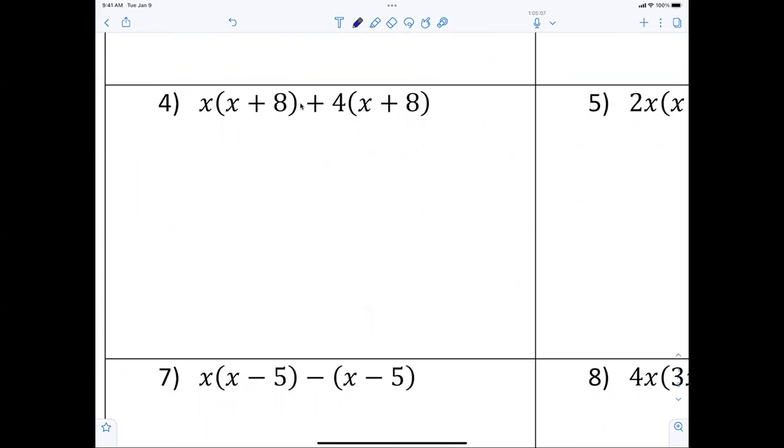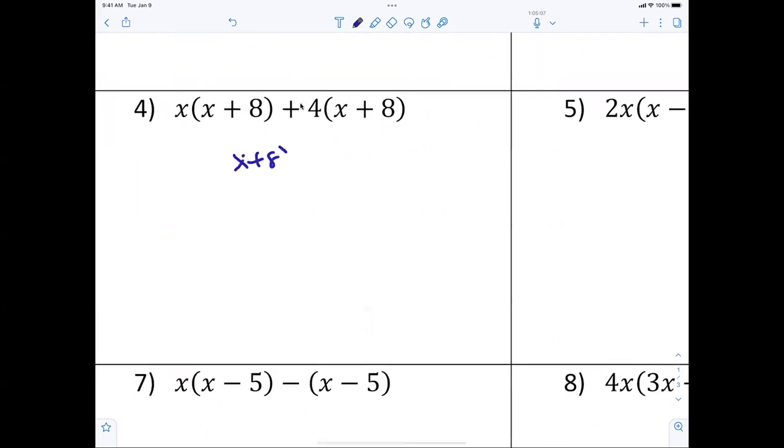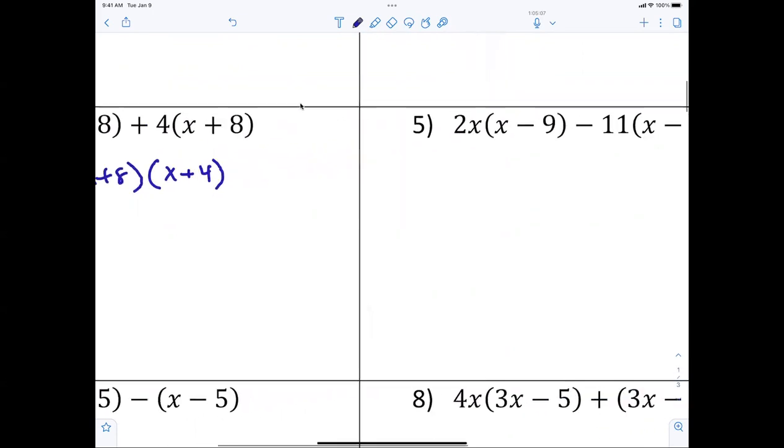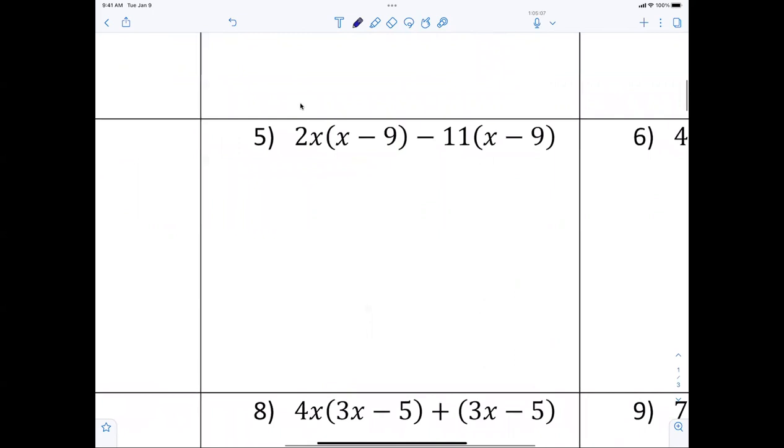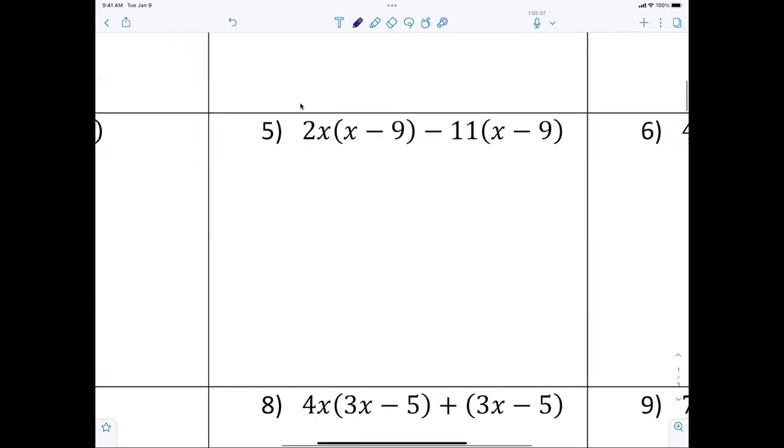Nora, what is the answer? Number 4, X plus 8. And what? No, we're gonna. Yeah, okay. X plus 4. Thank you. Number 5, factoring by grouping. Go ahead, Austin. Maybe X minus 9 and X minus 1.